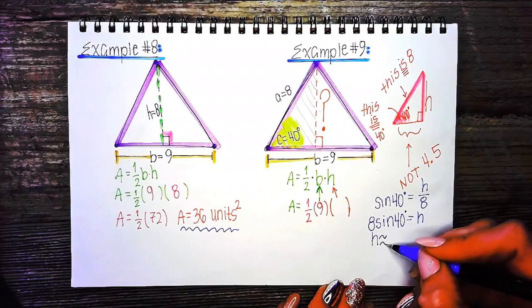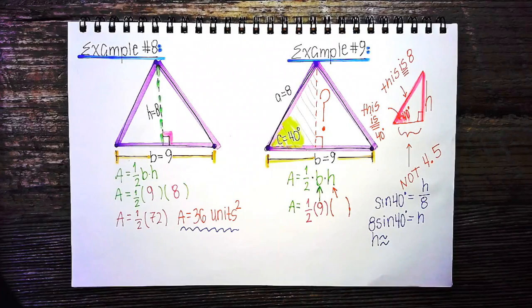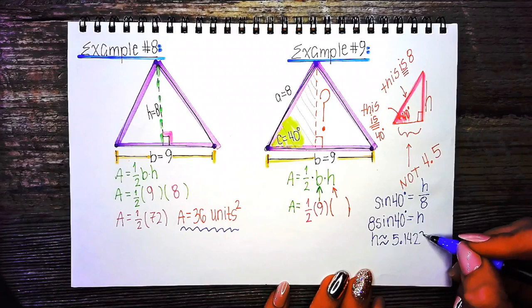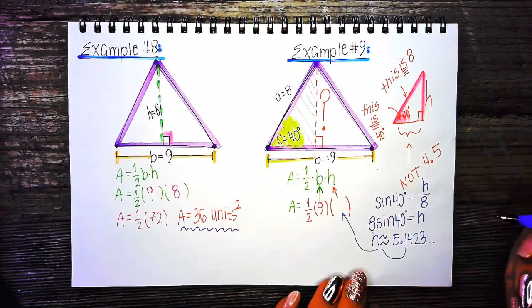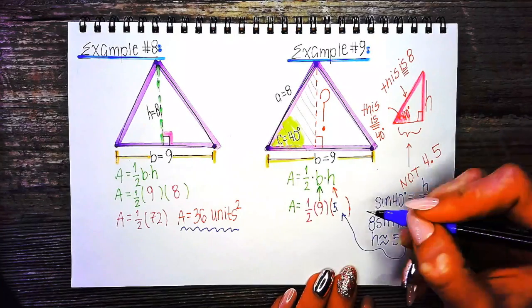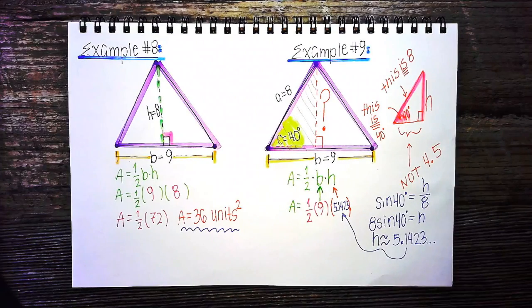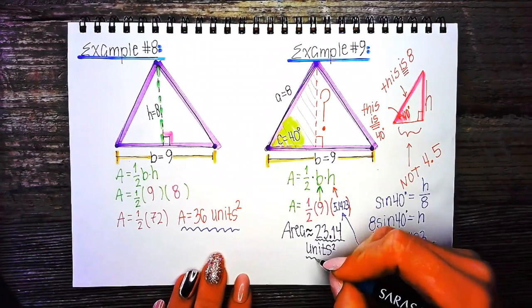While this is an exact answer, to figure out the approximate decimal value, we are going to use our calculator. The approximate height will be 5.31423 units. Again, I'll leave the full value of this decimal on my calculator screen. Then, to find the area, I'm just going to multiply it by 1/2 and 9, or by 4.5. After using a calculator to find the area, I get that we have an area of approximately 23.14 square units.